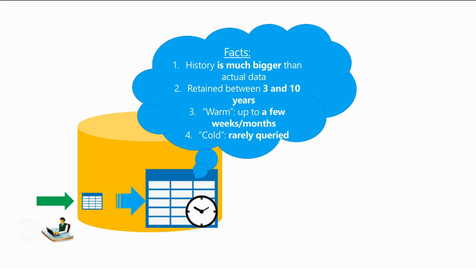In a regular situation, the history portion of the data is 10 to 20 times, maybe even more, bigger than the current data. And there is a requirement to keep the history data for 3 to 10 years. But what we observe is that people do not query, do not get insights from the history data evenly. They distinguish between the recent history, which they visit very frequently, and old history, which is rarely, almost never queried.